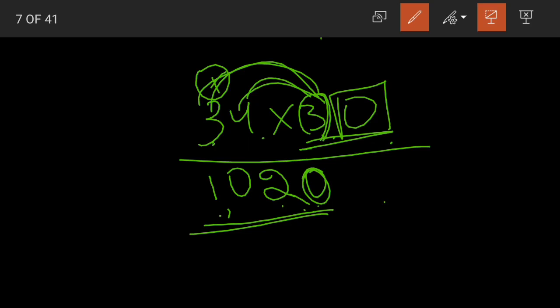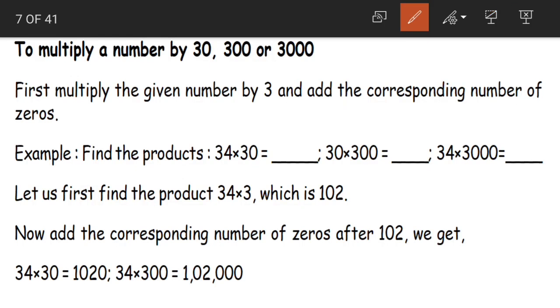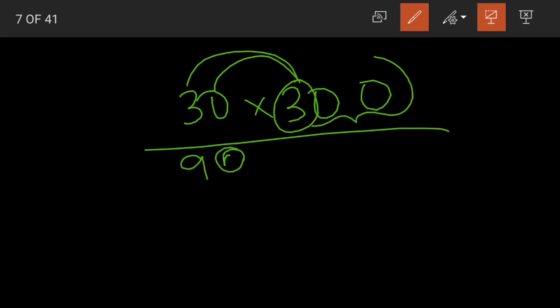34 into 30. First multiply 34 with 3 and then to the product add 1 zero. As 30 has 1 zero, so in the product also we are adding 1 zero to the right of the product. So 1020 becomes our answer. 1020. Coming to the next, 30 into 300. Yes, again here 3 into 0, 0, 3 threes are 9. Yes children, now in 300 we are having 2 zeros. So even in the product we will place 2 zeros to the right. So 30 into 300 becomes 9000.